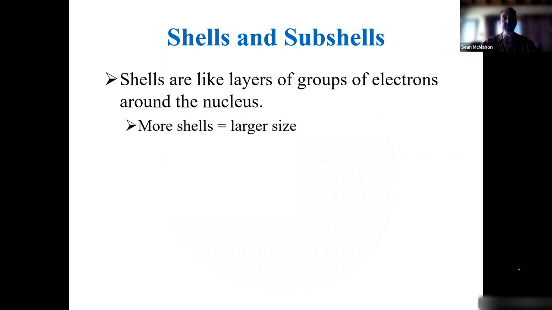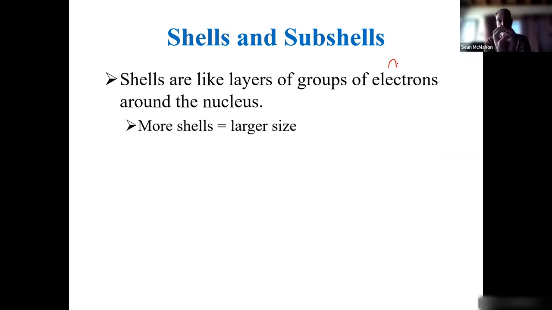So as a review for shells and subshells, shells are the layers of the group. So you can think of onions, right? They have layers, and they're groups of electrons around the nucleus. The more shells, the larger the size. So really, the shells, the layers, are those principal energy levels. And we use principal quantum number n, right?